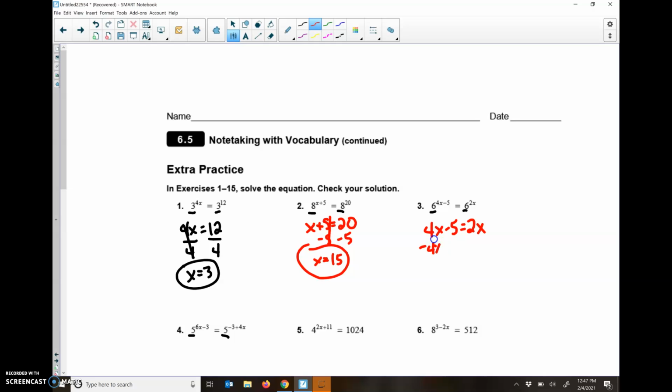So I'm going to subtract 4x from each side. So I get negative 5 equals negative 2x, sorry. Divide both sides by negative 2, and we end up with positive 5 over 2 equals x, or 2.5, whatever number you want to use.